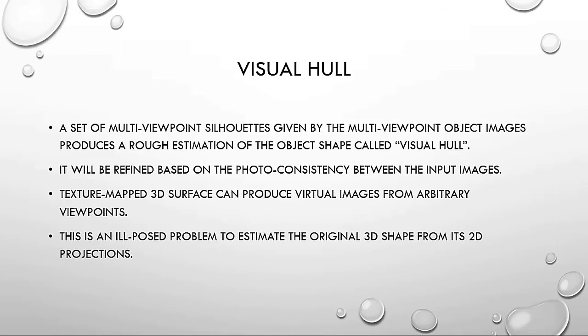The object region and the outer region are separated, and the object regions are combined to form a 3D object. The visual hull will be refined based on the photo consistency between the input images. Texture mapped 3D surfaces can produce virtual images from arbitrary viewpoints. This is an ill-posed problem: estimating the original 3D shape from its 2D projections.